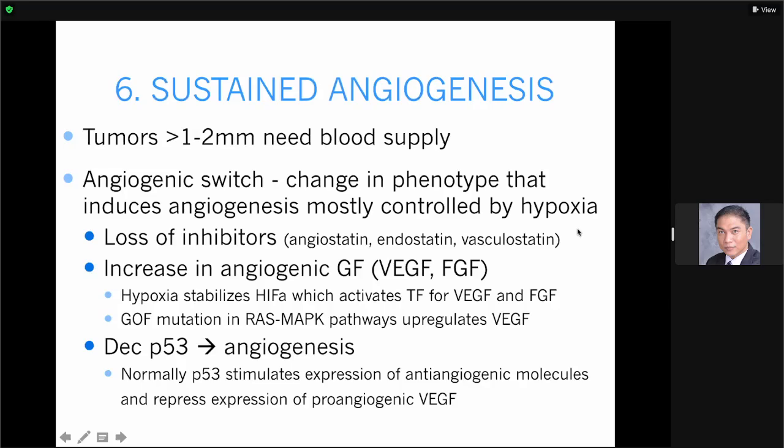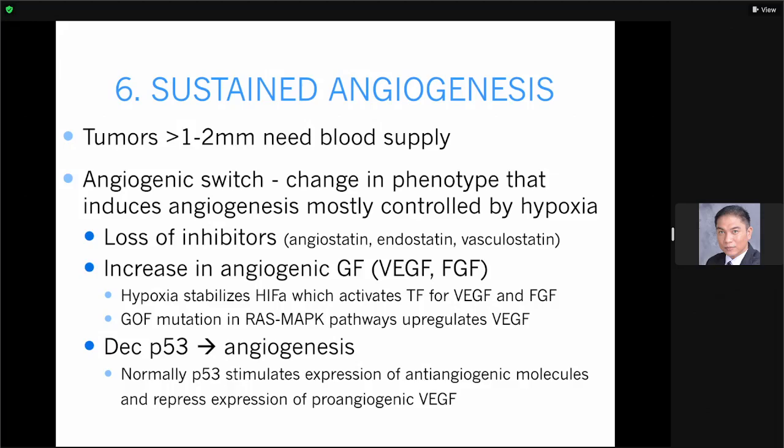The sixth hallmark is sustained angiogenesis. Tumors with the size of at least 1 to 2 millimeters will need their own blood supply. Otherwise, the cells in the tumor will undergo necrosis. So kailangan nila ng sariling blood supply. And for this to happen, there has to be an angiogenic switch.